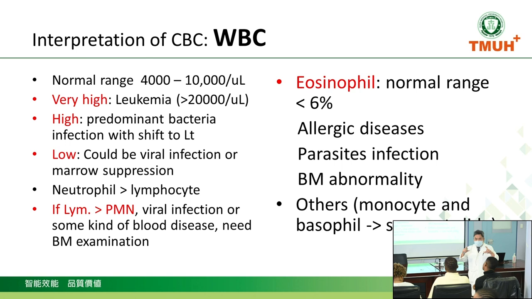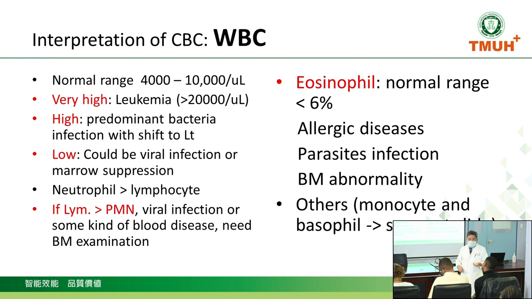If you see a count of more than 20,000 or 30,000, you must suspect leukemia first. Then see the report. If the report tells you there are many band cells and many abnormal blood cells, it means this is leukemia. It's different. You must refer the case to a hemato-oncologist to treat.